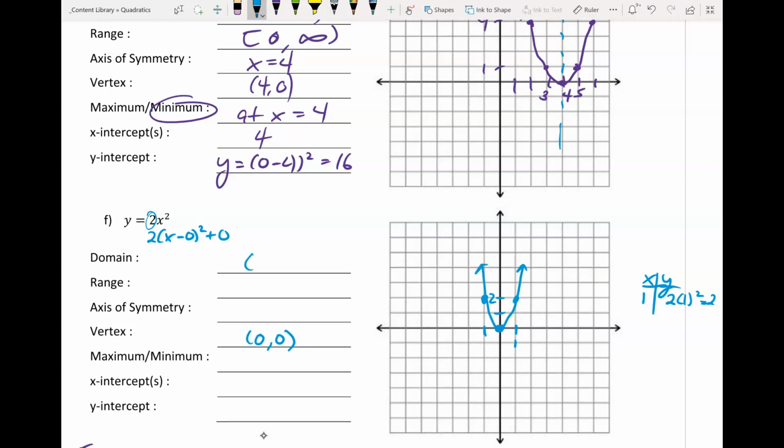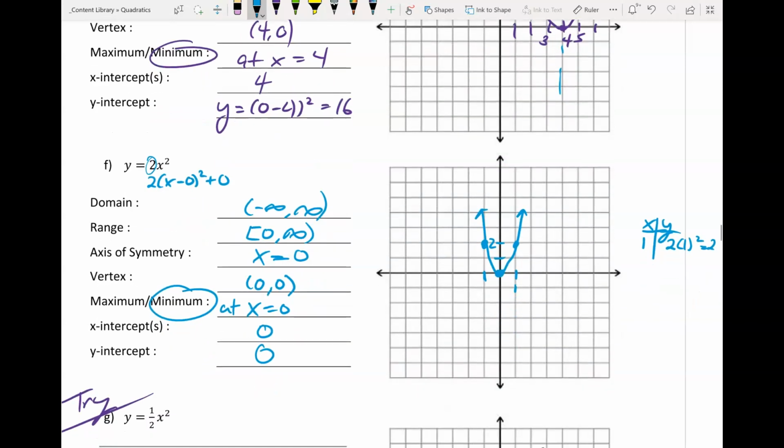So your domain for this is the same, negative infinity to positive infinity. Your range is from 0 to infinity. Your lowest y value is 0. Your axis of symmetry is the x value of your vertex, which is 0. We have a minimum here at x equals 0. Your x-intercept is 0, and also your y-intercept is at 0. So try the next one on your own.